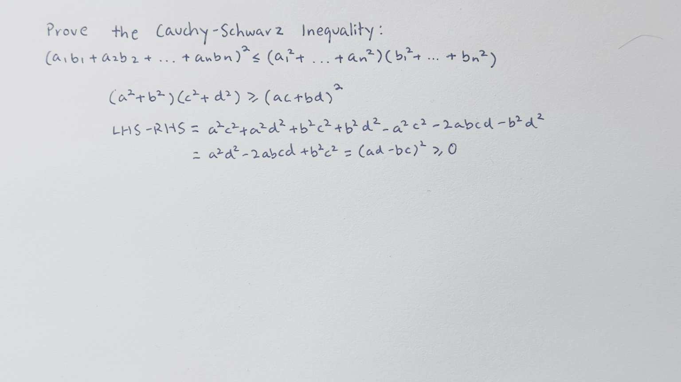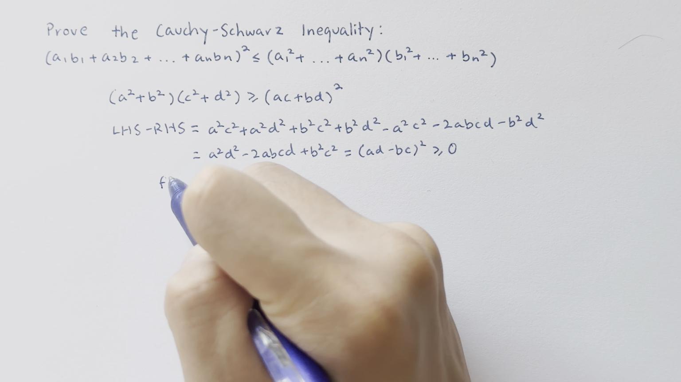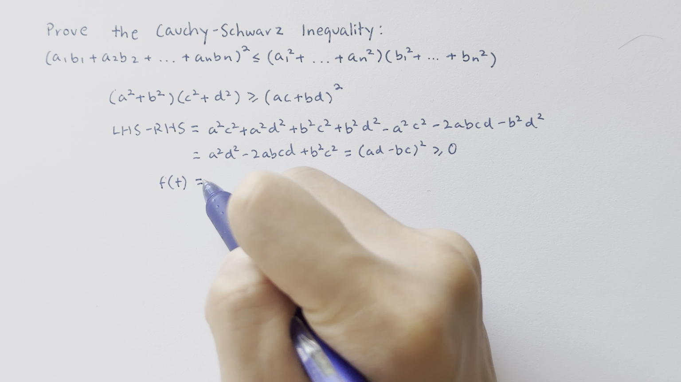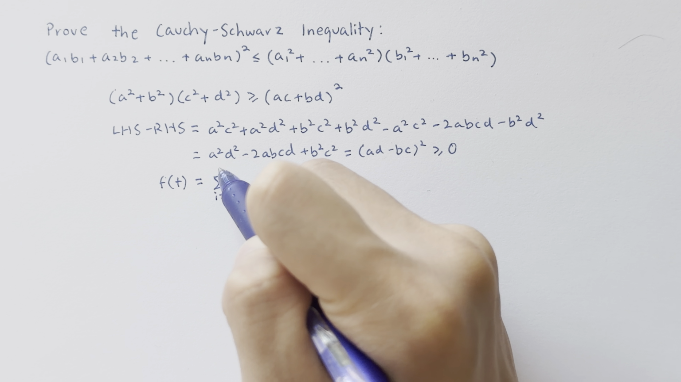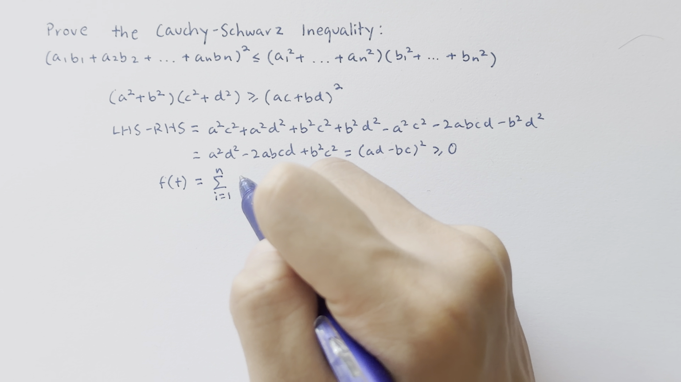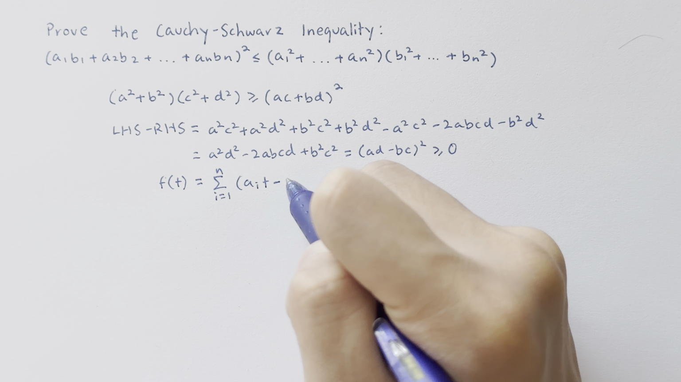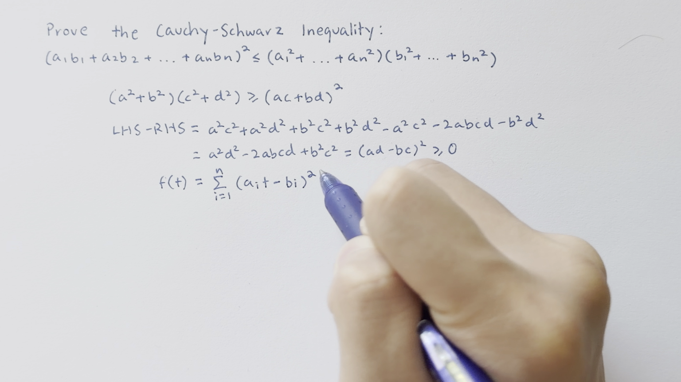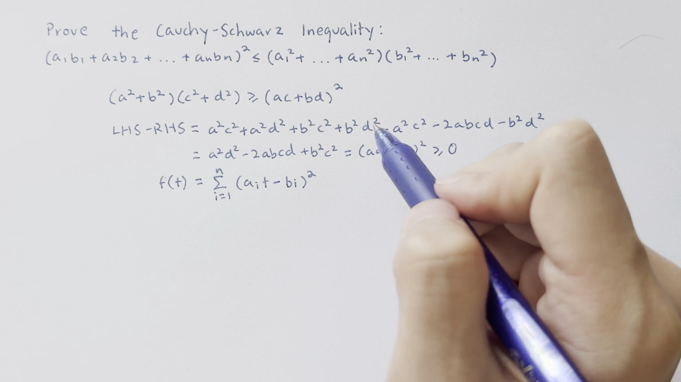Now for n variables, we'll need a smarter approach. To do this, we can apply the discriminant proof for n variables. We can define a function of a real variable t, and say that f(t) is equal to the summation from i equals 1 to n of (ai t minus bi)². This is a sum of squares, which is always greater than or equal to 0 for all real t.